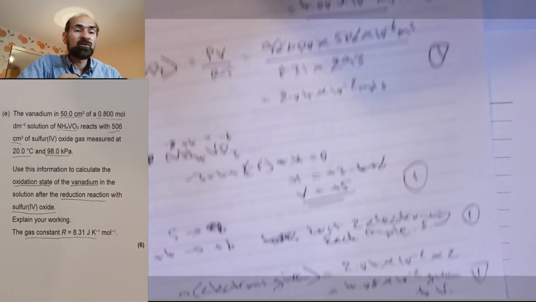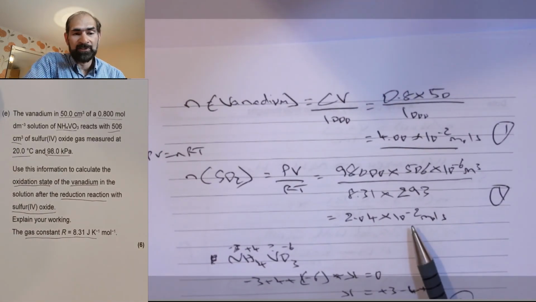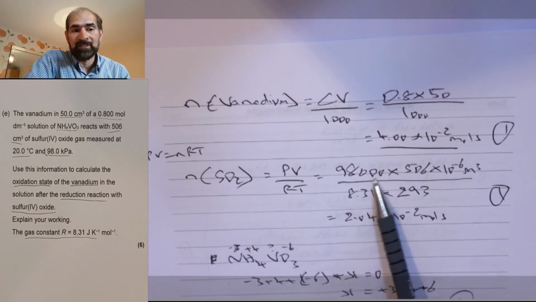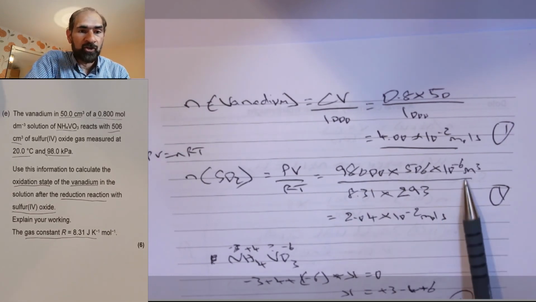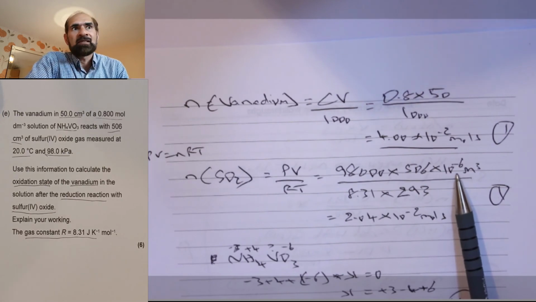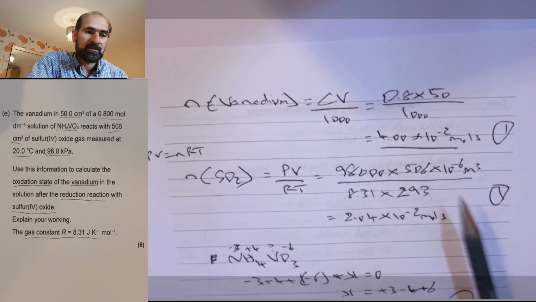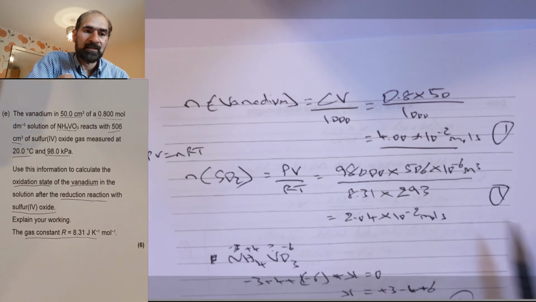Where students go wrong, obviously, is, as I say to you, I've seen many of these PV equals nRT questions where students don't remember what units are used for the pressure and for the volume. They make mistakes converting from one unit to another. As I said earlier, temperature is in kelvins. Okay, and I think that's it.